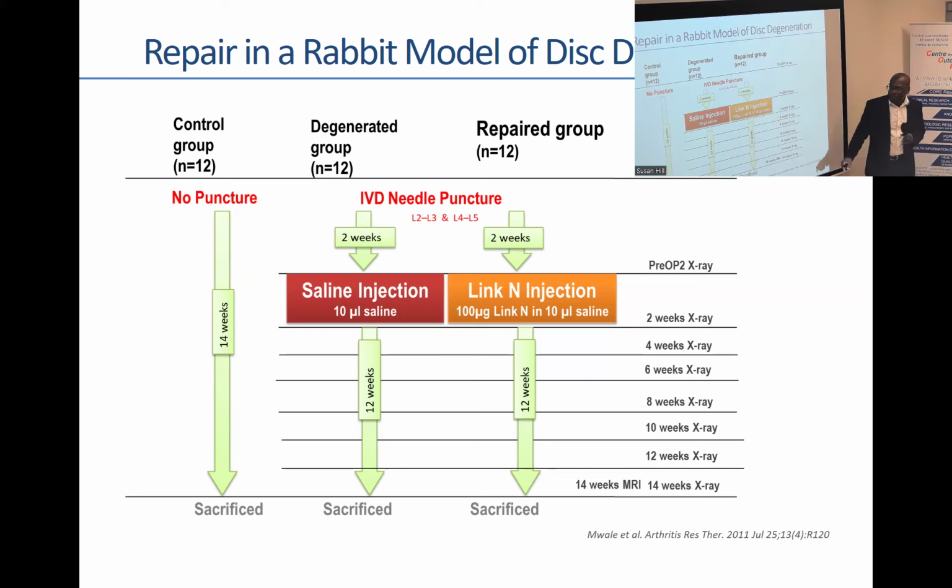That's a great question. We did it by annular puncture. We simply puncture the disc, and when you puncture the disc, you start getting degeneration. That fast.